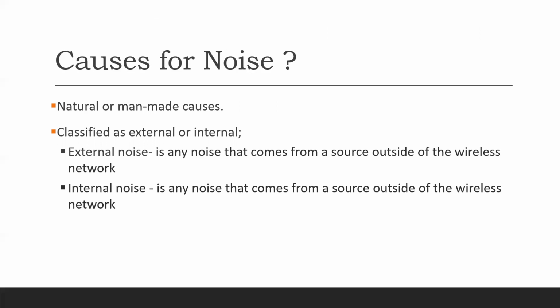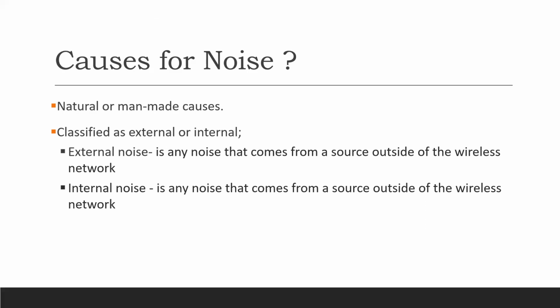Causes of noise. There are various causes for noise that can interfere with wireless networks. Noise can have natural causes, for example atmospheric interference, or man-made causes, for example electrical transformers. Generally, however, noise can be classified as either external or internal. External noise is any noise that comes from a source outside of the wireless network. Internal noise refers to any noise that is generated within the wireless network.